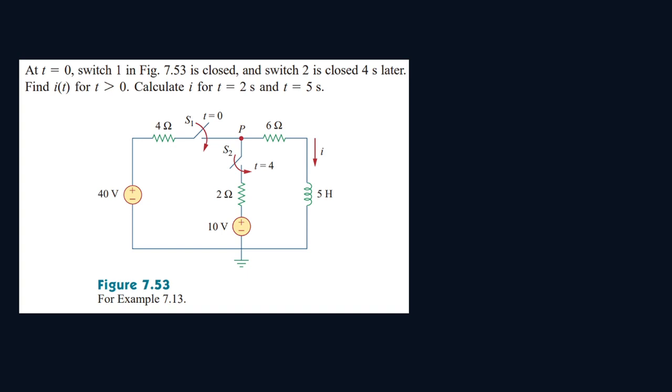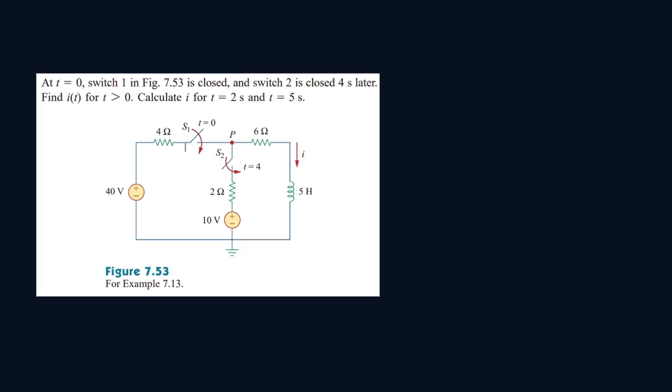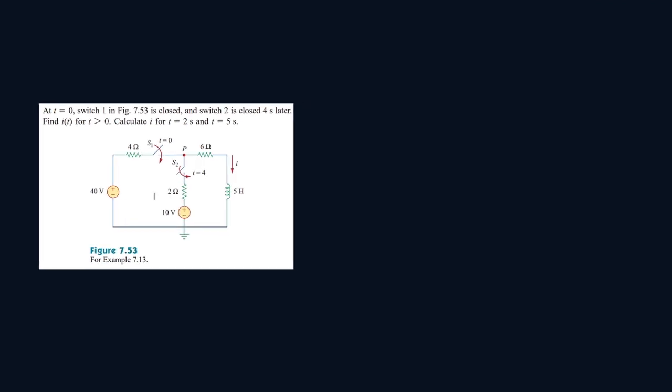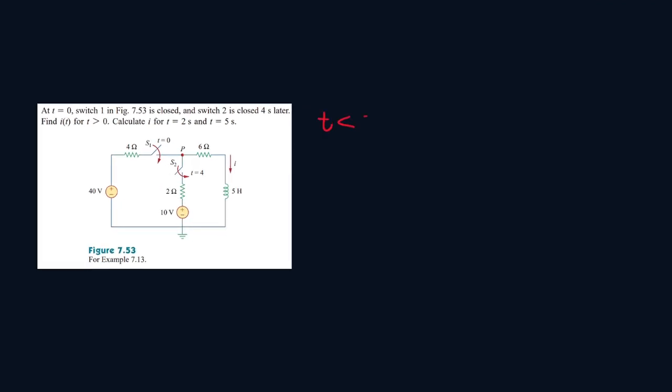Okay, so for the following circuit here, we have to solve for i(t) for when t is greater than 0. We're told that switch 1 is closed when t is 0, and then 4 seconds later switch 2 is closed. So there's actually going to be two formulas to represent i(t). Let's start with when t is less than 0.